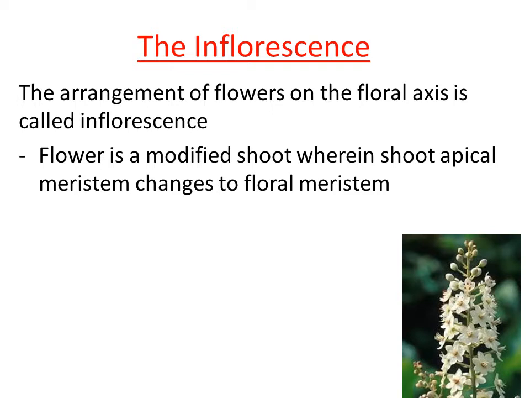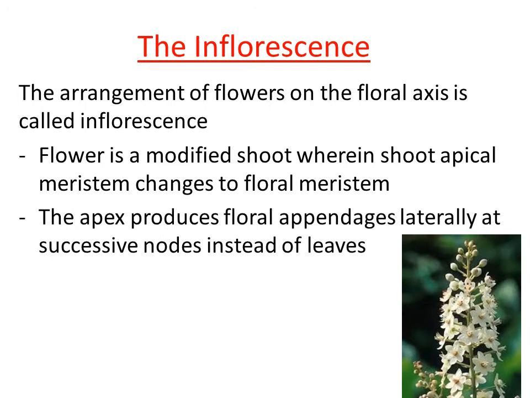So the flower is nothing but a modified apical meristem. When the apical meristem changes into the floral meristem, the plant will be ready to add the flower to the plant. So the apex produces the floral appendages laterally at successive nodes. Instead of forming leaves, the plant adds flowers. So this is how flower formation actually takes place in the angiospermic plant.